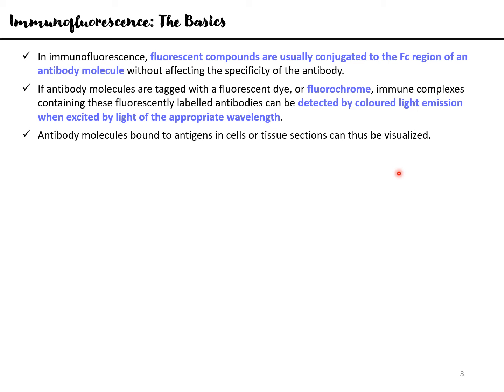Now, antibody molecules bound to antigens in cells or tissue sections can therefore be visualized. The light emitted by these fluorescent molecules will be of a different wavelength compared to the light that was absorbed by it. Why? Because again, if you go back to the previous slide, when the fluorescent molecule's electron was absorbing energy from the excitation light, it could have moved from S0 to any of the S1 levels, that is level 1, 2, 3, any one. But in order for it to come back to the S0 state, the electron has to be at the lowest energy level of the S1 state.